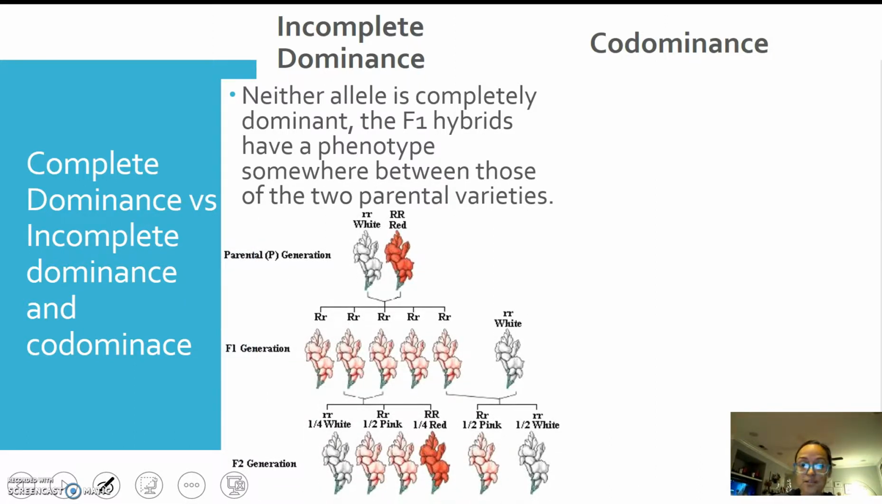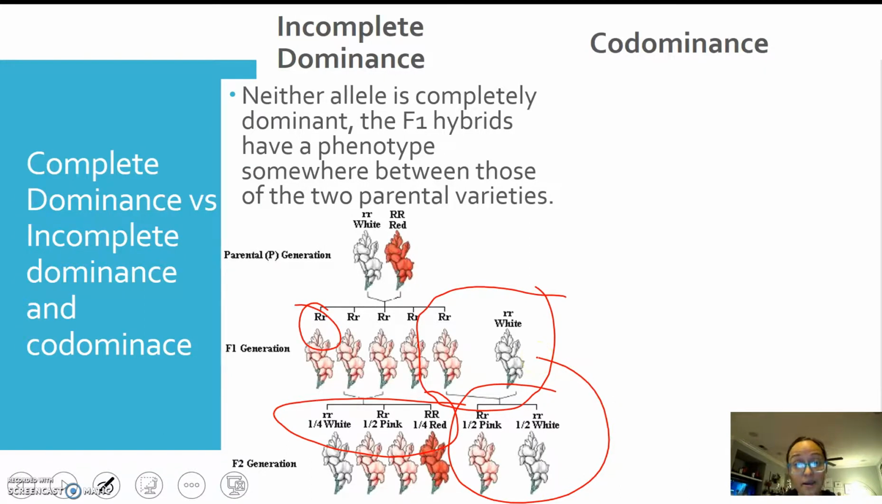So if we take snapdragons, for example, you could cross red and white snapdragons, and you can see how all of the heterozygous are pink. And when you do a monohybrid cross and cross two pink snapdragons, you can see down here how you would have a 1 to 2 to 1 phenotypic and genotypic ratio. Now, if you do a test cross, you take an F1 monohybrid and cross it with a white homozygous recessive, you get a 1 to 1 phenotypic and genotypic ratio.